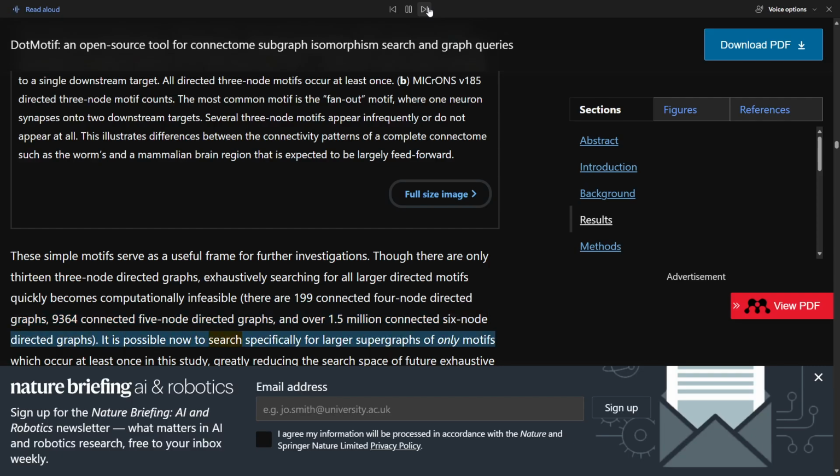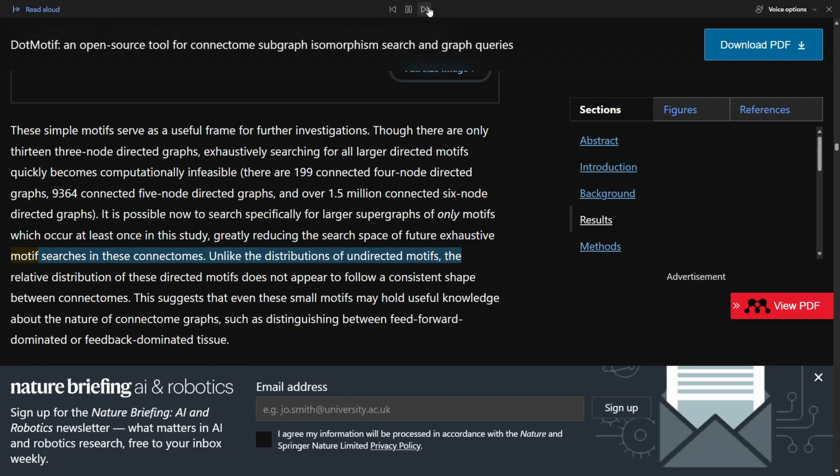It is possible now to search specifically for larger supergraphs of only motifs, which occur at least once in this study, greatly reducing the search space of future exhaustive motif searches in these connectomes. Unlike the distributions of undirected motifs, the relative distribution of these directed motifs does not appear to follow a consistent shape between connectomes. This suggests that even these small motifs may hold useful knowledge about the nature of connectome graphs, such as distinguishing between feed-forward dominated or feedback-dominated tissue.